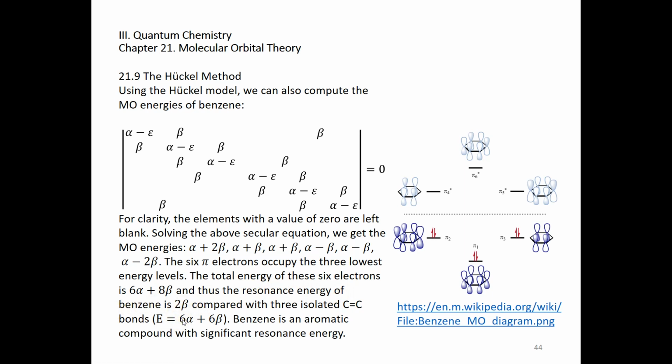Benzene is an aromatic compound with significant resonance energy. And now if you look at similar structures, for carbon 4H4, a ring structure with 2 double bonds, you're going to get 4 MOs. But unfortunately in that case, you will not get any resonance energy. So actually carbon 4H4, the ring structure with 2 double bonds, is so-called anti-aromatic.